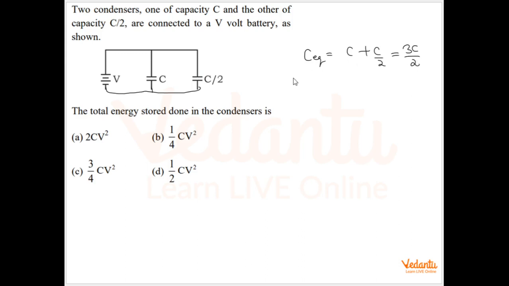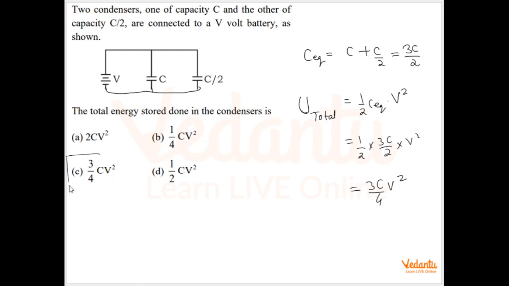And now, my dear students, the total energy stored will just be equal to half into C equivalent into V square. That will be half into 3C by 2 into V square. That will be 3C by 4 V square. Option C will be the correct answer.